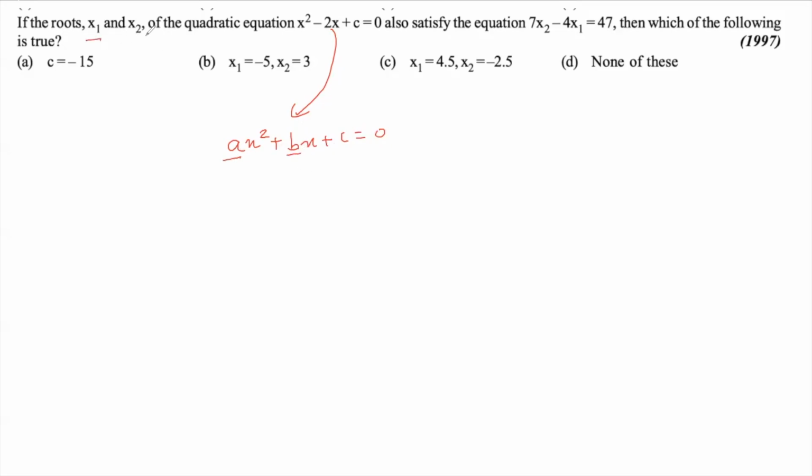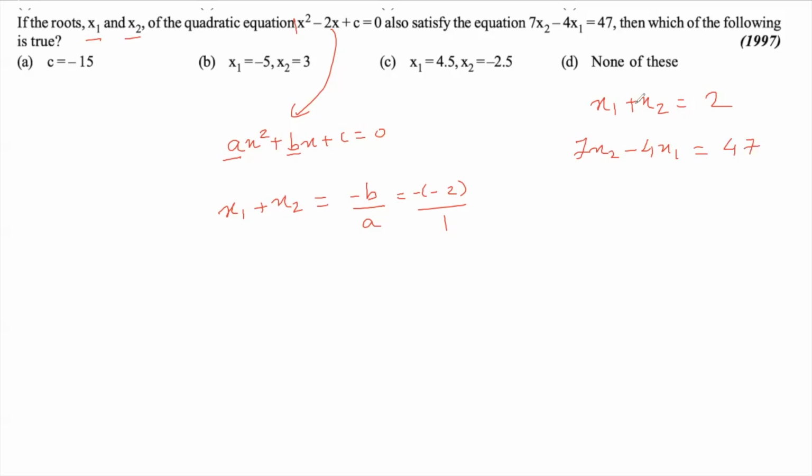So if the roots are x1 and x2, the sum of these two roots, x1 plus x2, will be minus b by a. Okay, b here is minus 2. So minus of b will be minus of minus 2. And coefficient of x square here is 1. So a here is 1. From here, I will get x1 plus x2 is equal to minus of minus 2 upon 1, that is 2. We have also been given 7x2 minus 4x1 is 47.